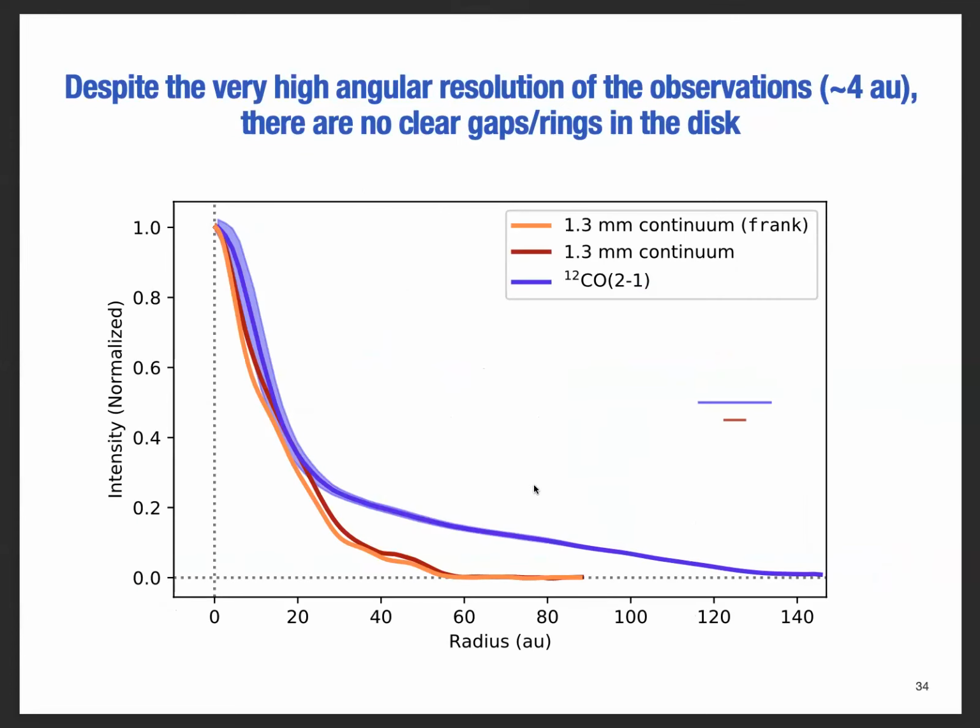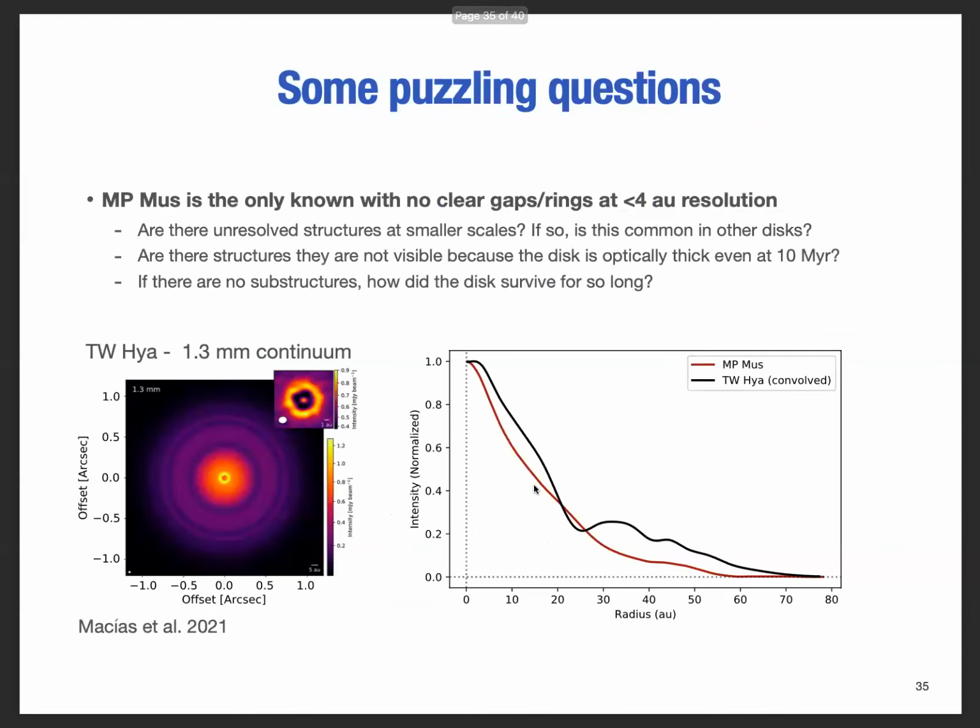But the orange one, that's using Frank, which is a software that uses the visibilities. Visibilities are the native measurements of interferometers. When you see an image from ALMA, that image has been synthesized or processed. If you work in visibility space, you don't lose as much spatial information. So this profile probably has a resolution of about 2 AU, and still down to 2 AU, we don't see gaps and rings in a 7 to 10 million year old disk. So this is the only disk that has been observed with this resolution and shows no substructure, at least to my knowledge. And we don't understand why.